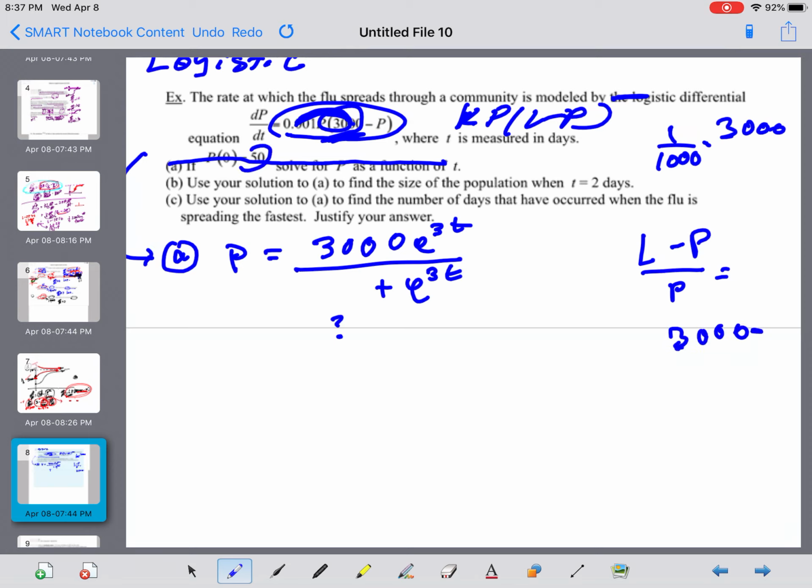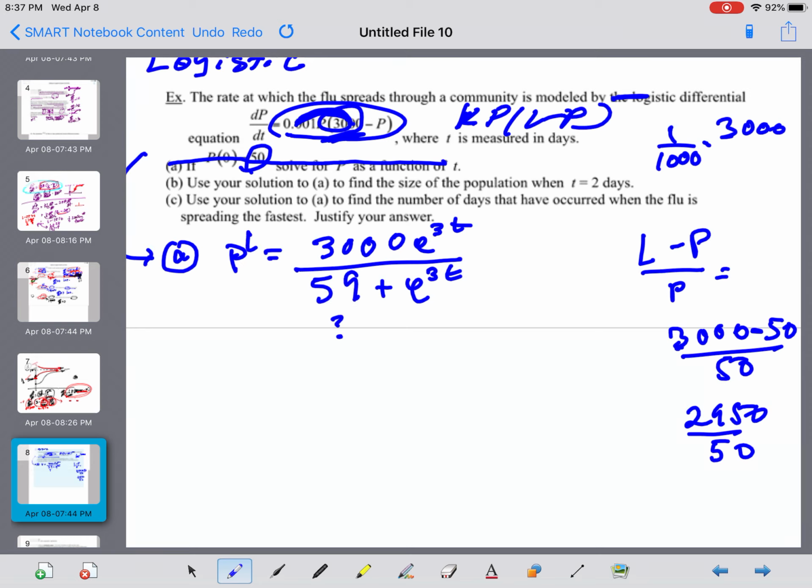Minus my initial condition, which is 50, my initial population, over the initial population. And so that gives me 2950 over 50. And I believe that's 59. 2950 over 50 is 59.